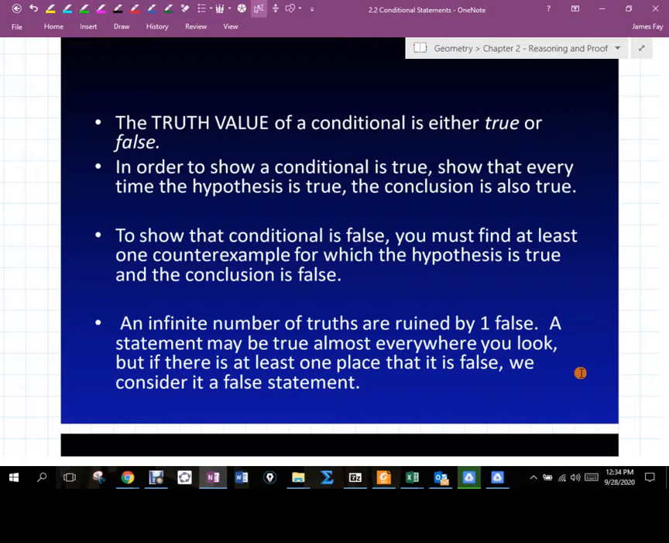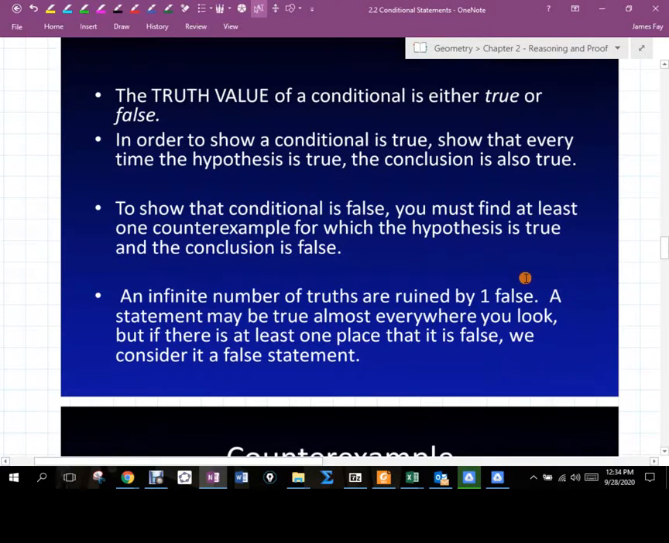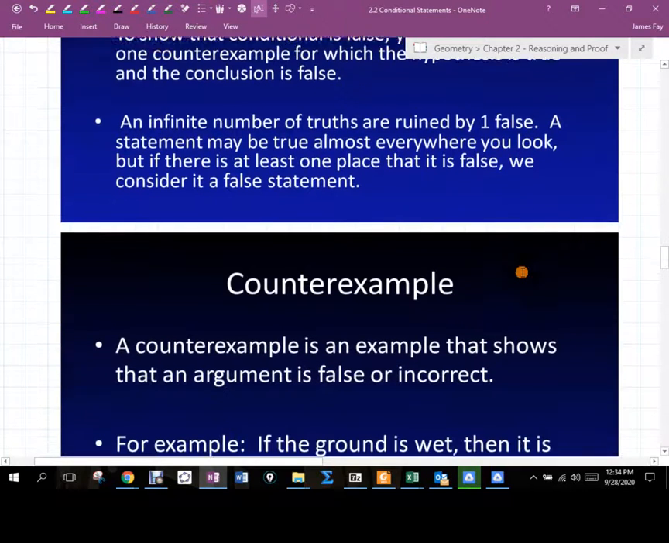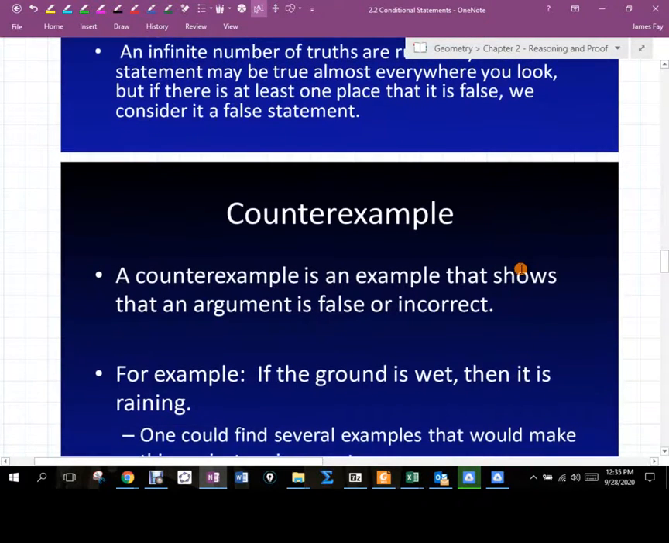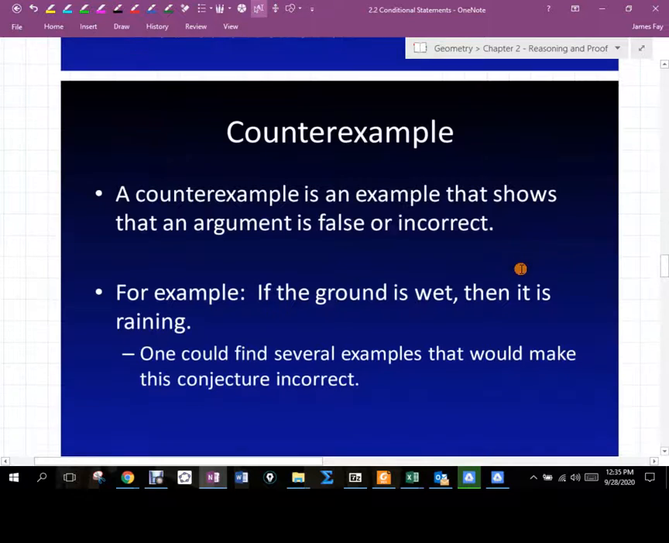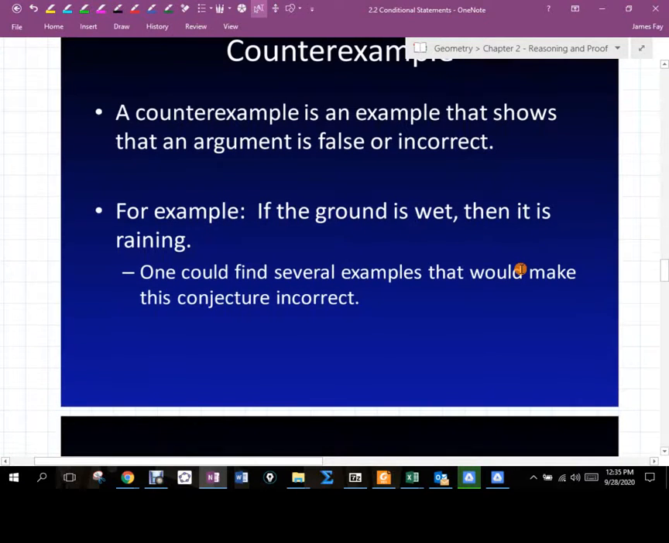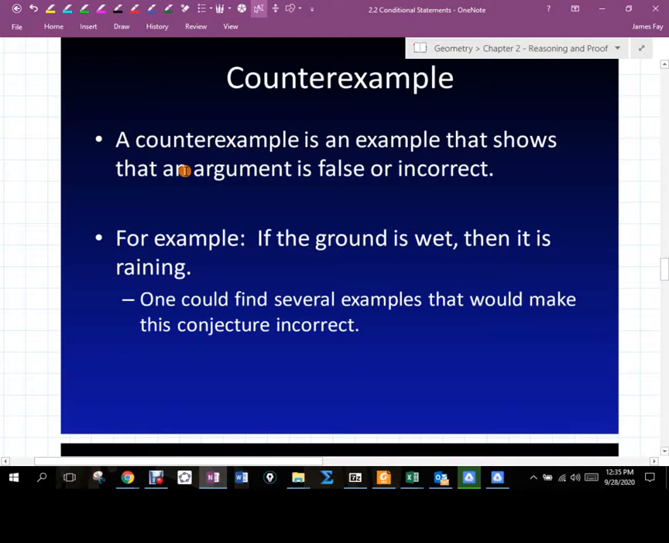Okay? An infinite number of truths are ruined by one false. A statement may be true almost everywhere you look, but if there is at least one place that it is false, we consider the entire statement false. Okay? This is the definition for a counterexample, so I'll let you write that down. You don't need to write that second bullet down. A counterexample is an example that shows that an argument is false or incorrect.